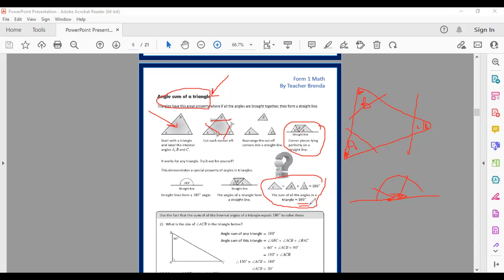Have you tried this? Guys, you've never done this, right? So do it at home. This is how you prove it. No, you didn't do this in Standard Four, okay? All right, clear this.